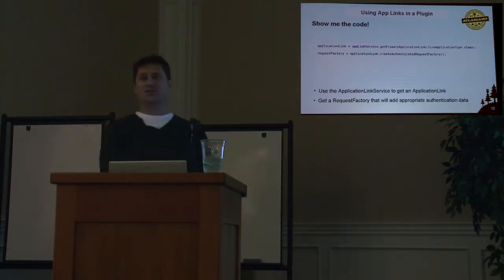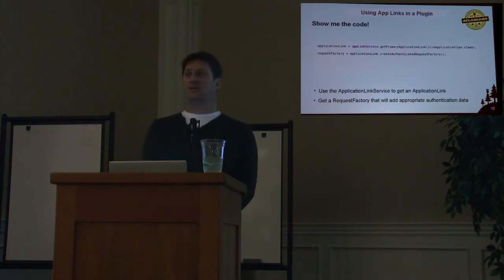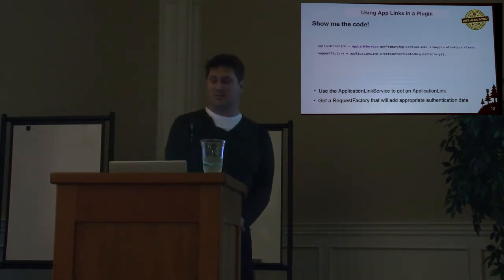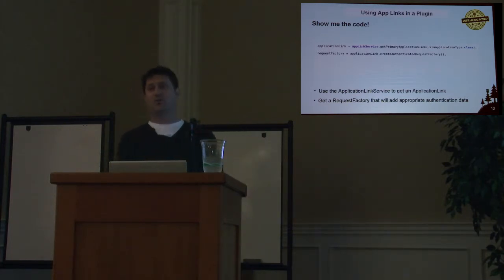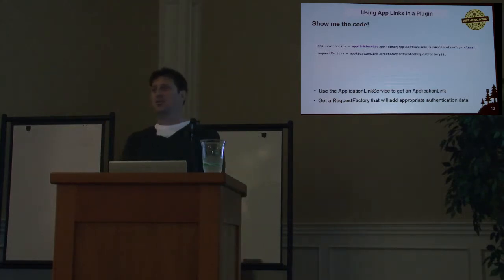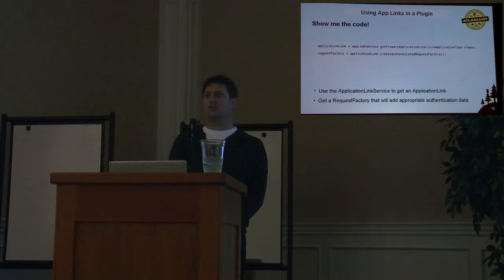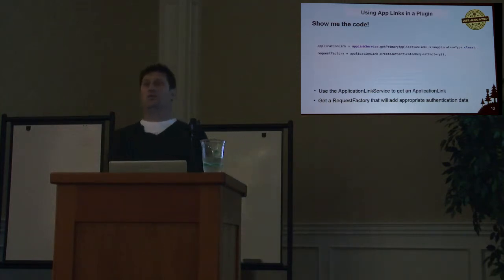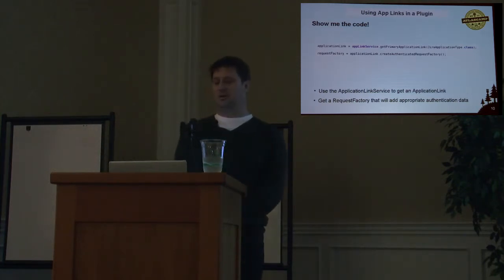With that application link service, you get hold of the application link that you're interested in. Just to keep the example simple, I've said get me the primary JIRA application link. But you could know a specific application that you want to talk to. You could be looping over all the Confluence links and dealing with each one, or whatever.